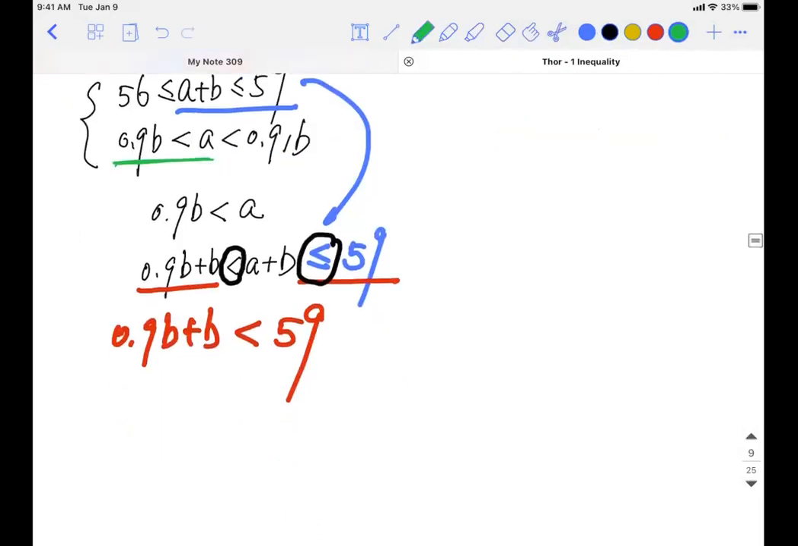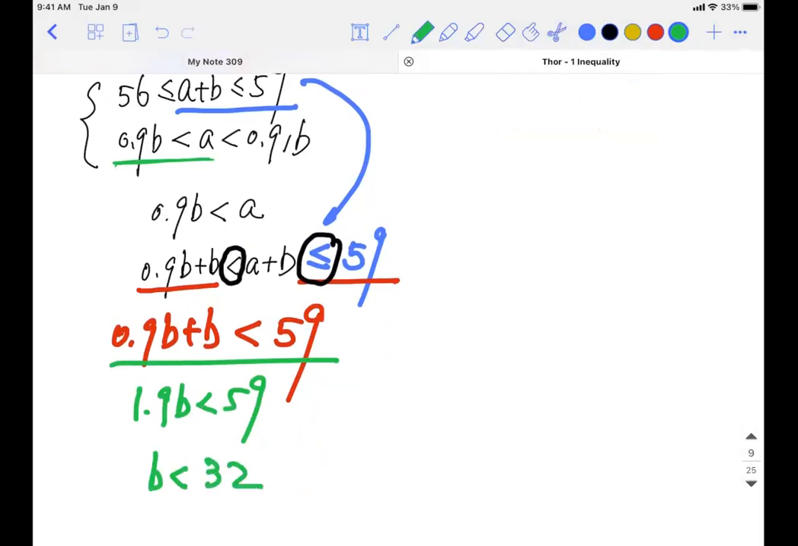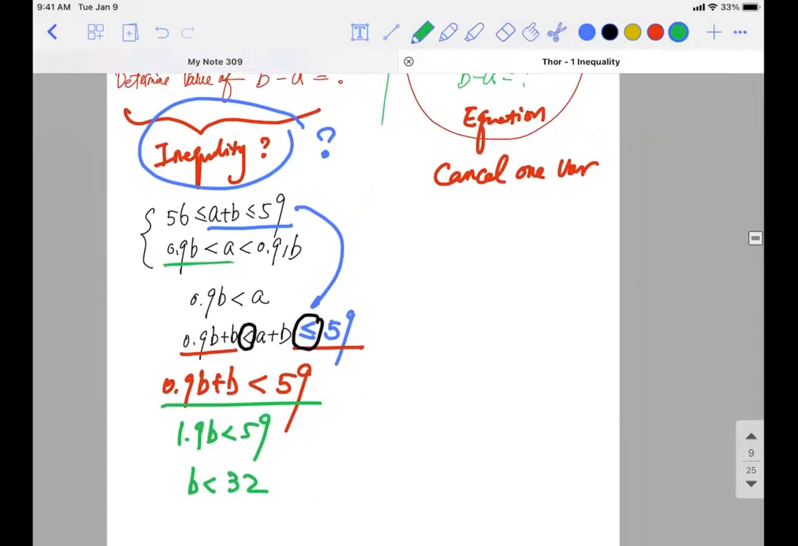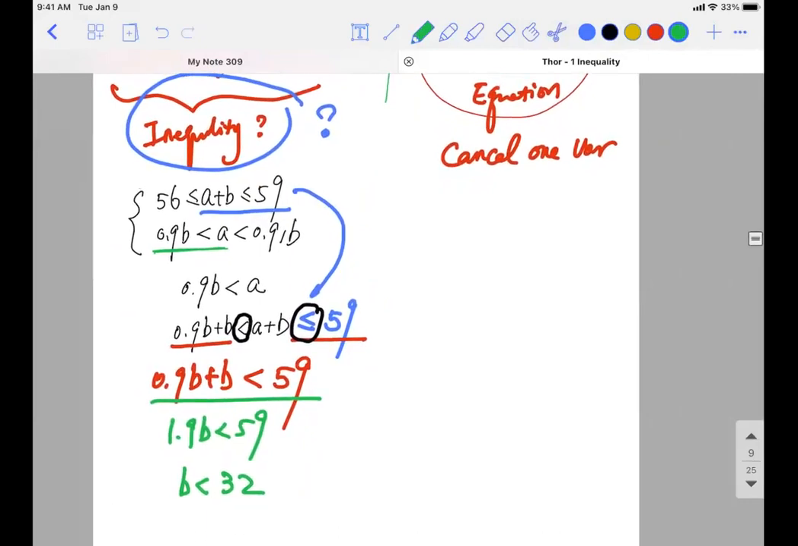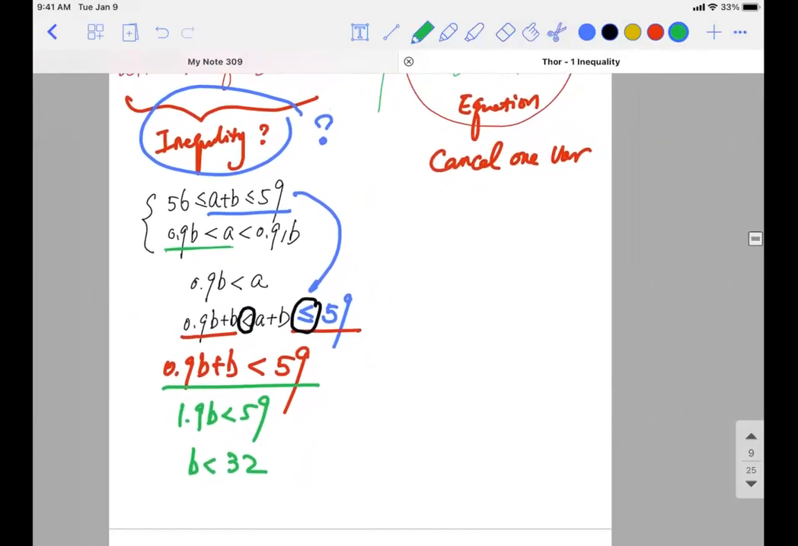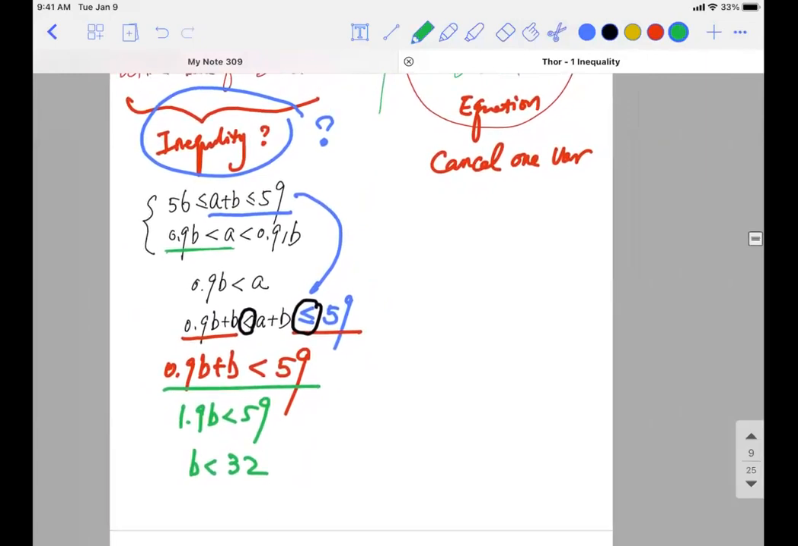So that being said, you're gonna have what? 1.9b is less than 59. So therefore, b will be less than 32. You see, this is not magic, right? You're just basically using exactly the same strategy. You want to cancel out a variable. You cancel out a eventually, and then you get a relationship for b. b is less than 32.